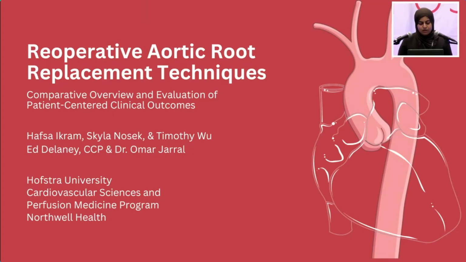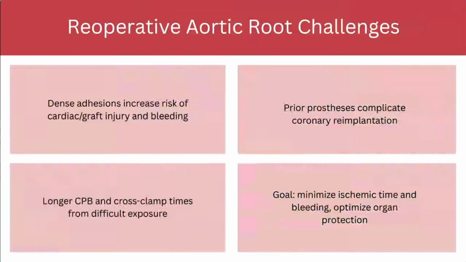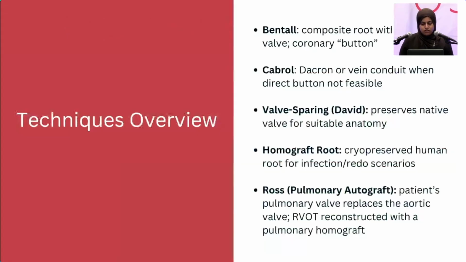Today, I'll be presenting on reoperative aortic root replacement techniques, with a focus on how different surgical approaches impact patient outcomes in complex reop cases. I'll briefly review the techniques followed by our data set, operative metrics, outcomes, and key takeaways. Reoperative aortic root surgery is technically challenging due to dense adhesions, distorted anatomy, and prior grafts. These increase operative complexity and lead to longer bypass and cross-clamp times. The goal is to minimize ischemic time while optimizing end organ protection.